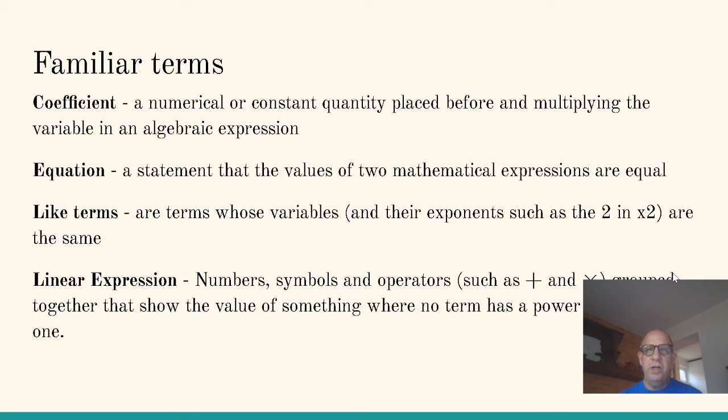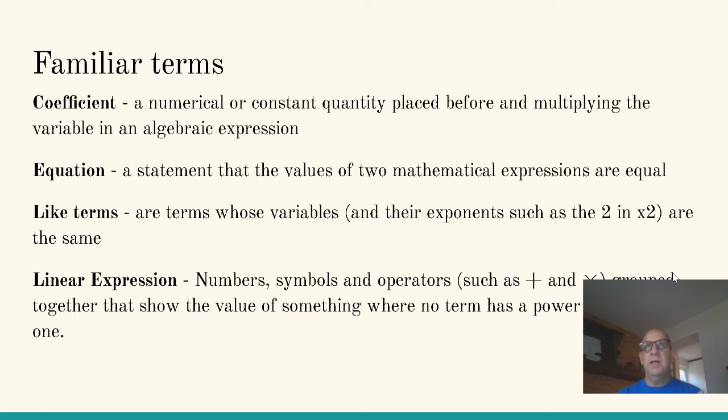An equation is when you have two mathematical expressions that are equal. So this is equal to this, and they work backwards and forwards. So I can put the x equals y, or the x equals a 50 million, whatever it is, forwards or backwards, they're completely equal. Like terms are terms whose variables and their exponents are the same.